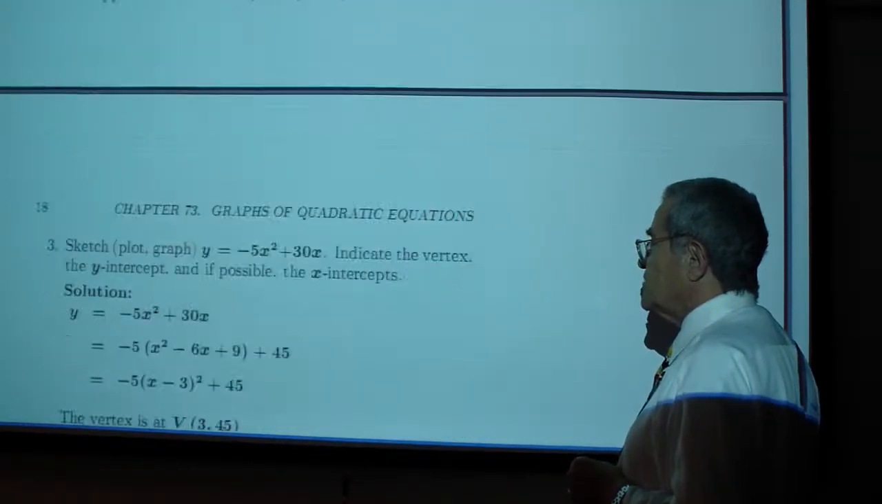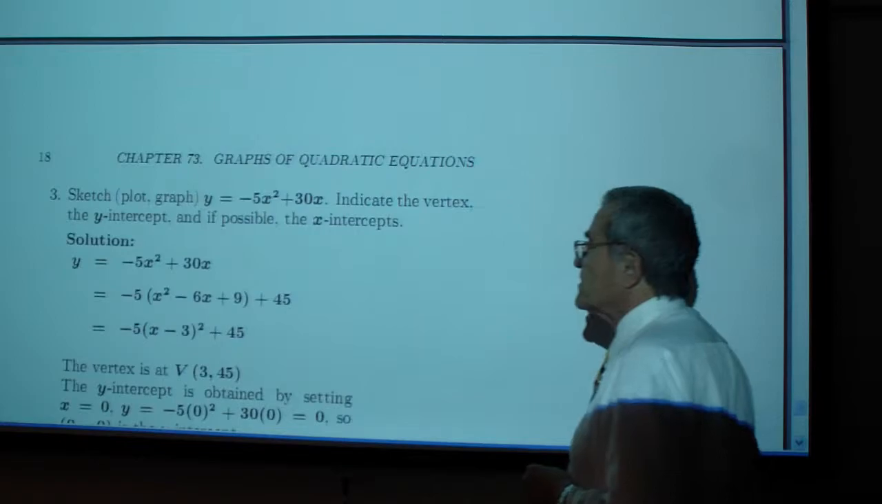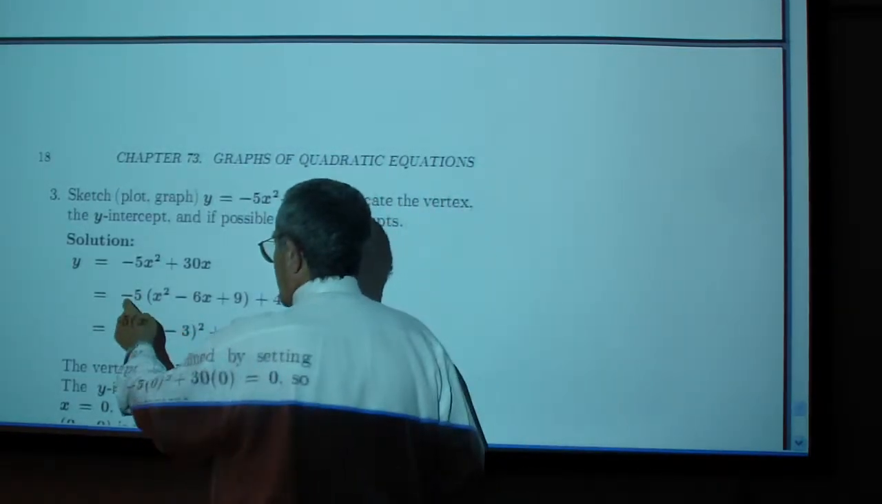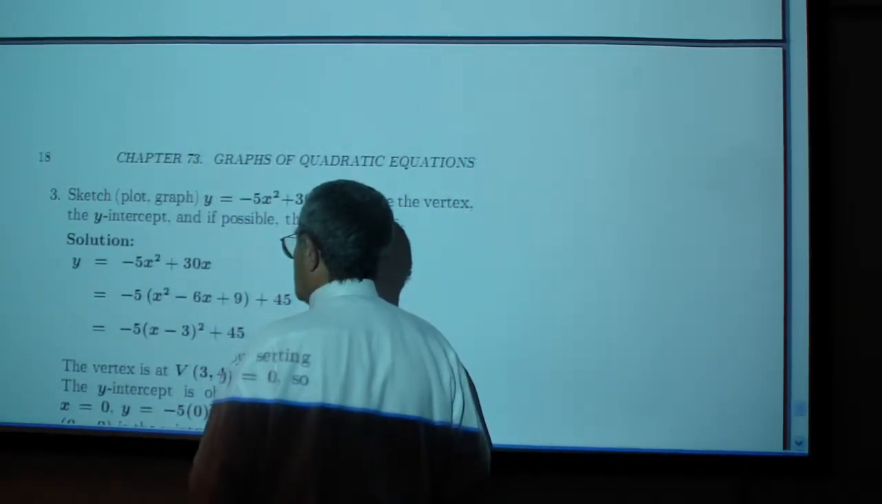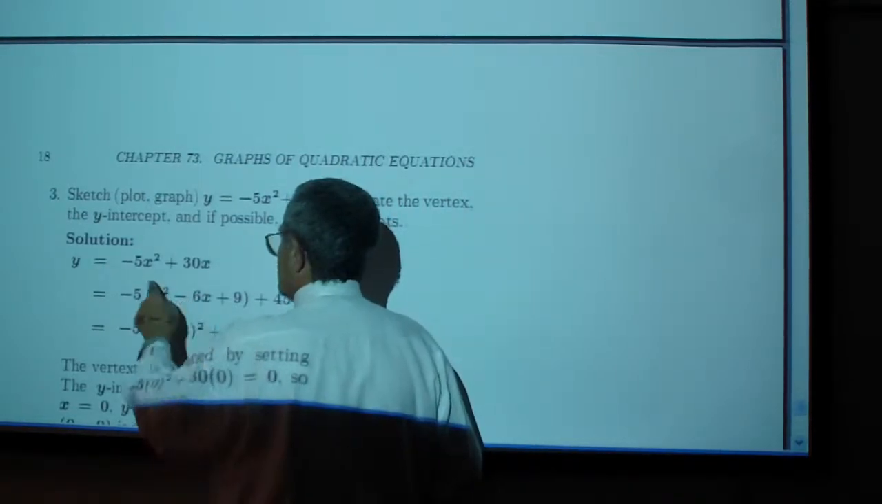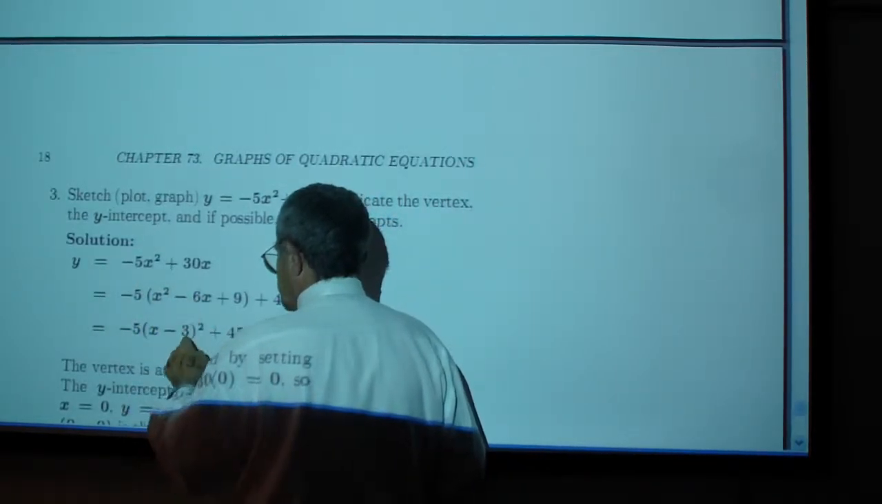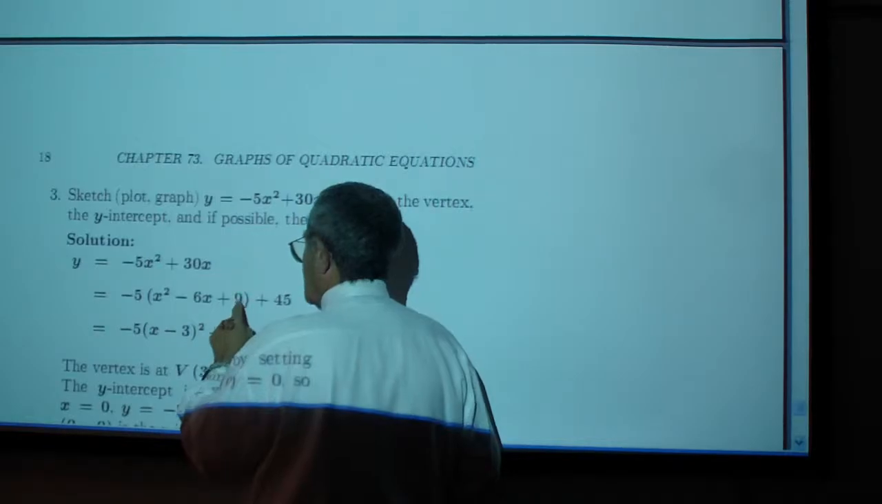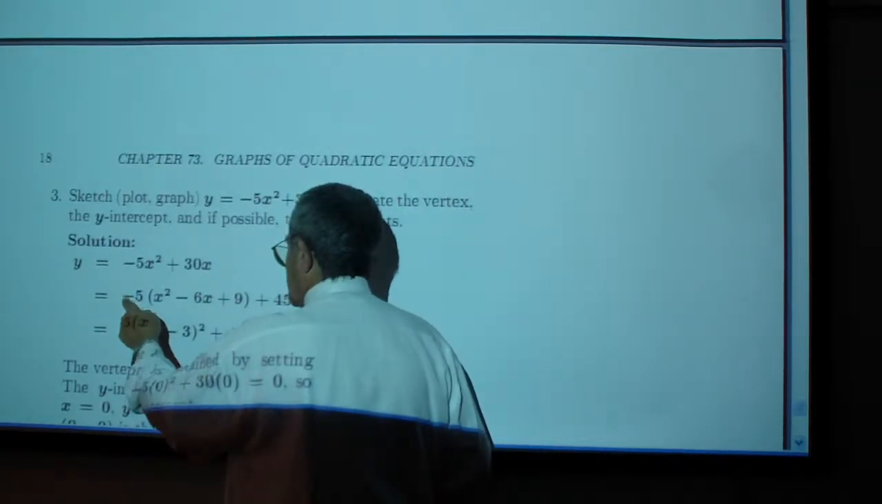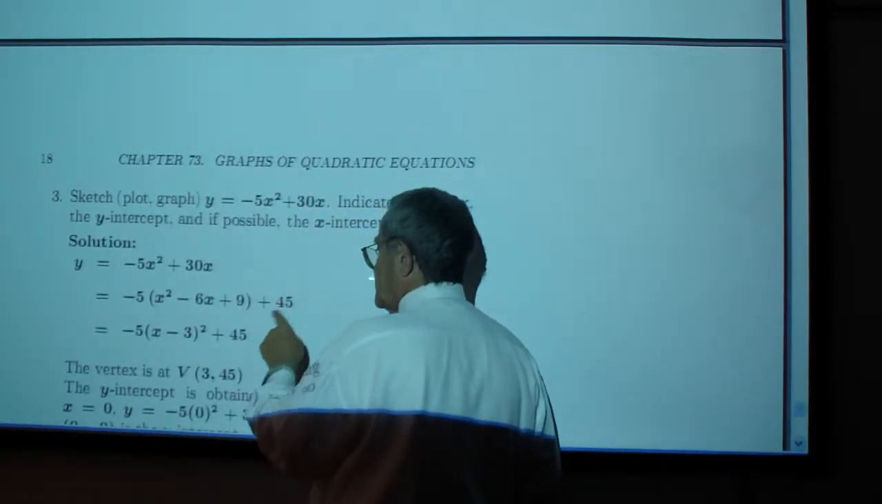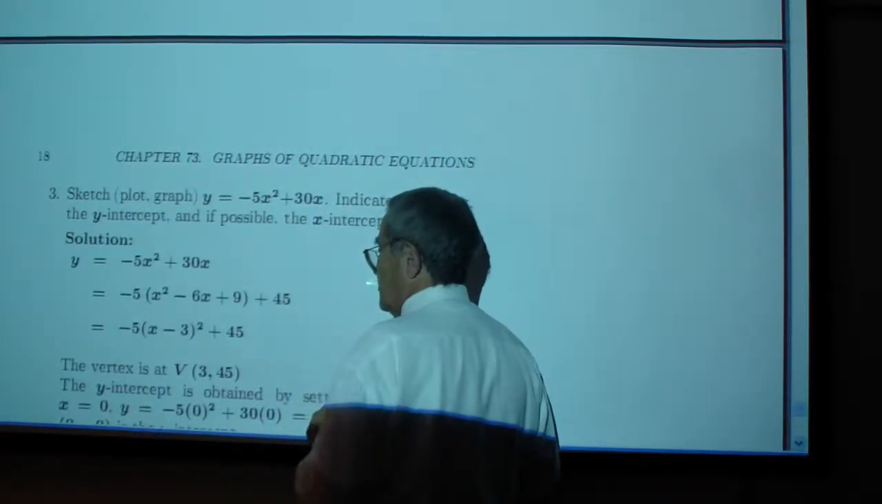And then finally, we wanted to sketch this one. We want 1 times x squared. We factor out negative 5. That's a negative 6. 1/2 of 6, 3. 3 squared, 9. 9 times 5, 45. I subtracted 45, and I'm adding 45. That means I added 0.